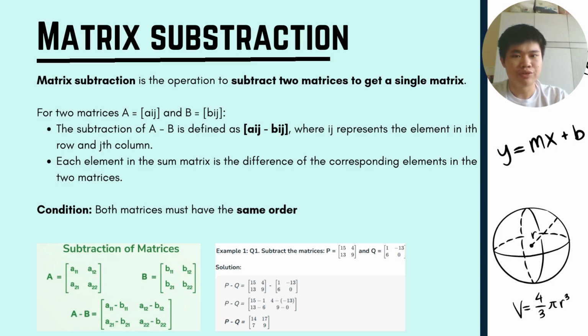So, if you subtract matrix A with B, which means you are finding the difference between the corresponding elements of A and B. Keep in mind that matrix subtraction can only occur if both matrices have the same order. In other words, they need to have the same number of rows and columns.